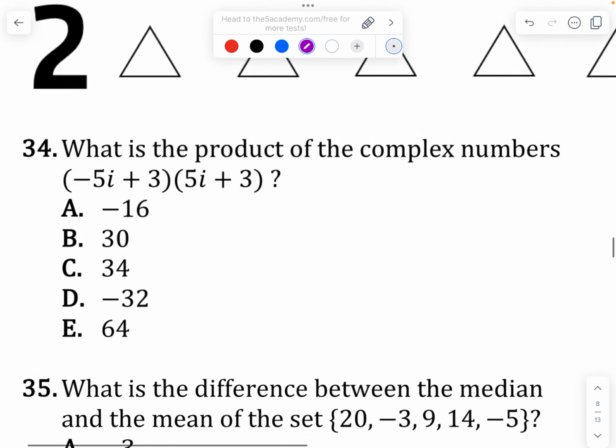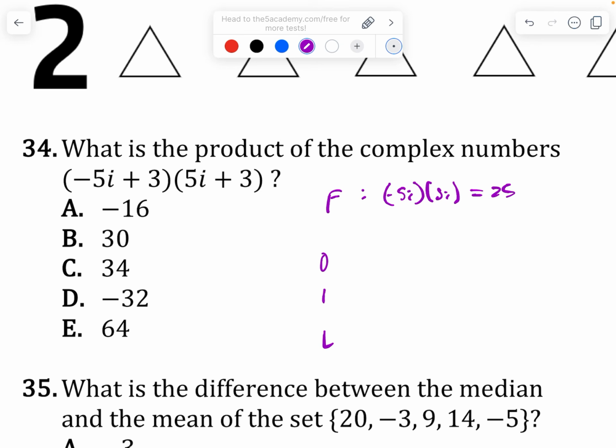What is the product of these complex numbers? Just do the FOIL method. So first, outer, inner, last. So let's do the first. Negative 5i times 5i equals, so combine, 5 times 5 is 25. Negative 5 times 5 is negative 25, and then i times i is going to be i squared. This gives you negative 25 times negative 1, which is going to be 25.